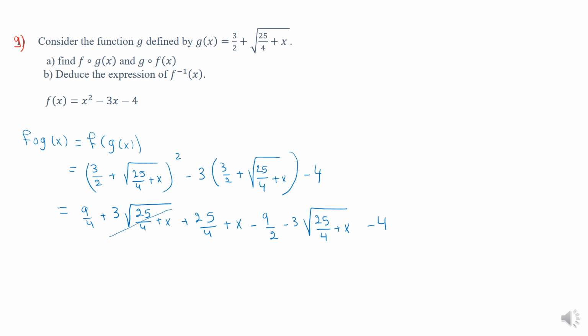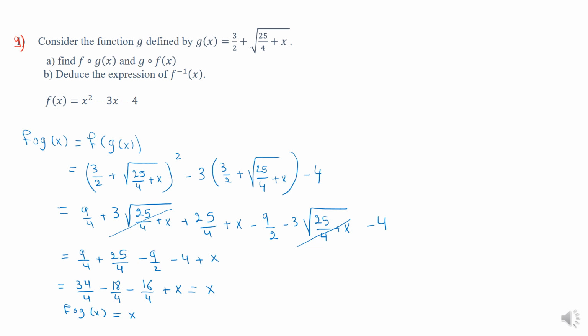Now, this cancels this. We will have 9 over 4 plus 25 over 4 minus 9 over 2 minus 4 plus x. 9 plus 25 over 4 is 34 over 4, minus 9 over 2 is 18 over 4, minus 16 over 4, plus x. 34 minus 18 is 16, minus 16 over 4 is 0, so the result is x. So f round g of x is equal to x.